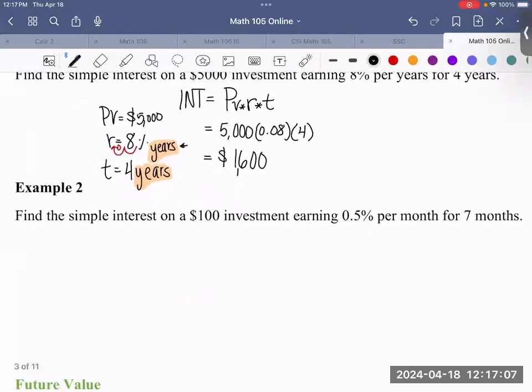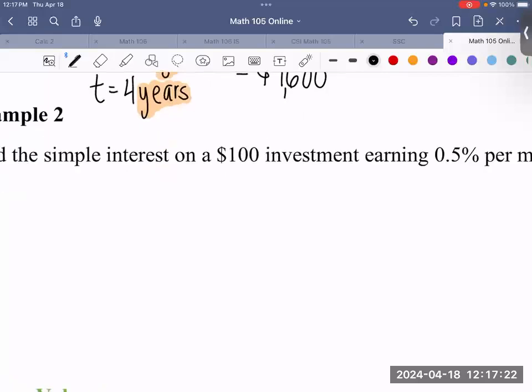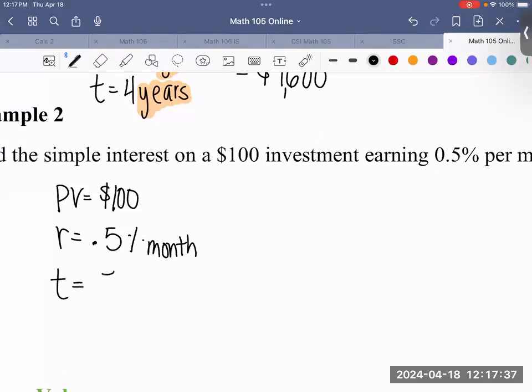So let's try it again. This would be a great time for you to pause the video and practice here on your own. It says, find the simple interest on a $100 investment earning 0.5% per month for 7 months. So one more time, PV is equal to $100. Your rate is 0.5%, and this is per month. And your time is 7 months, which is great because, again, they still match.